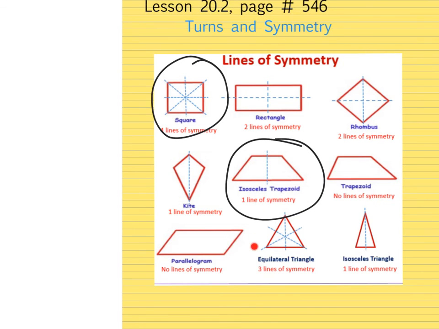The equilateral triangle has 1, 2, and 3 lines of symmetry. How about the parallelogram? It has none. And then you can see the other ones. That's basically it. That's what we call lines of symmetry.